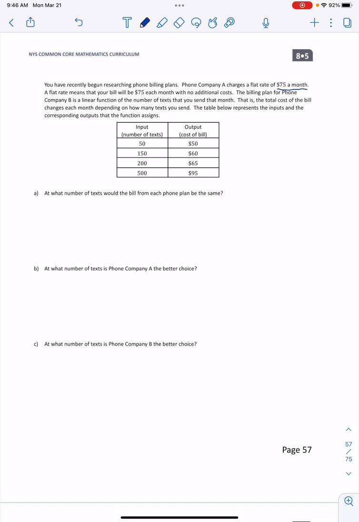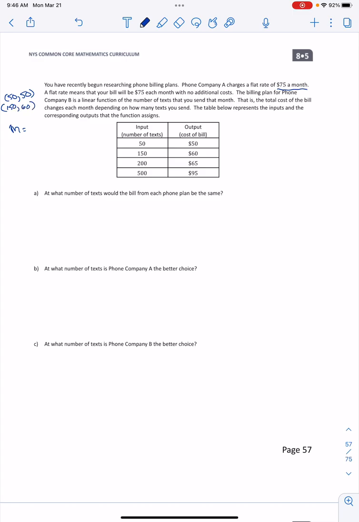At what number of texts would the bill from each phone plan be the same? Well, first thing we have to decide is what our rate of change is. So our rate of change, in this case, again, our M, well, our first point is (50, 50). Our second point is (150, 60).